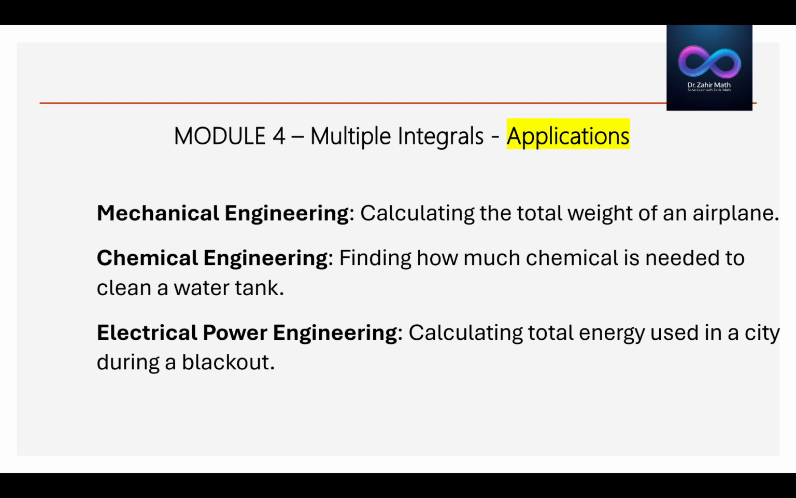So let's see the application of this multiple integrals over mechanical engineering, chemical engineering, and electrical power engineering. For mechanical engineering, calculating the total weight of an airplane. For chemical engineering, finding how much chemical is needed to clean the water tank. For electrical power engineering, calculating the total energy used in a city during a blackout.